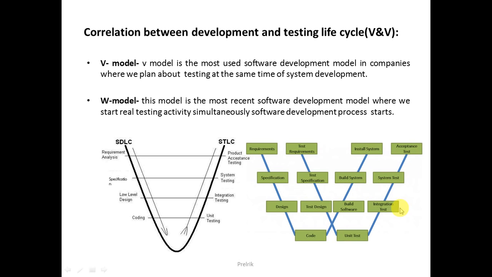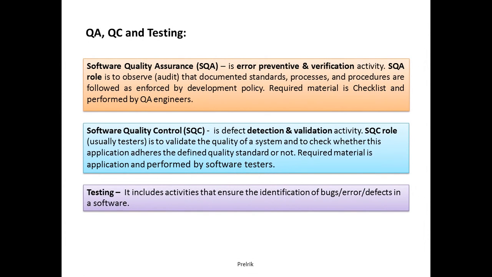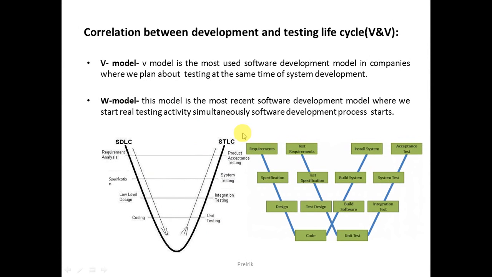STLC is nothing but the execution, which is the validation part. And if you talk about these activities, test requirement checking, test specification checking, test designing checking, all these are the QA part. Earlier we talked about what SQA and QC are. In the V model only QC is implemented, but in this W model we are implementing SQA as well.